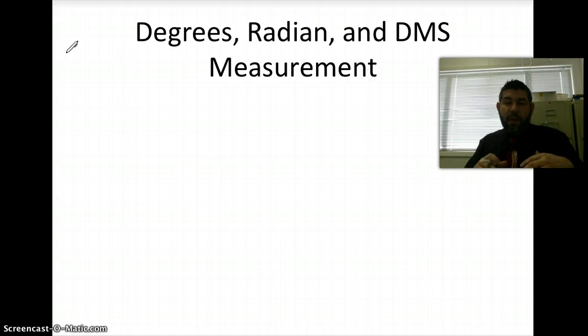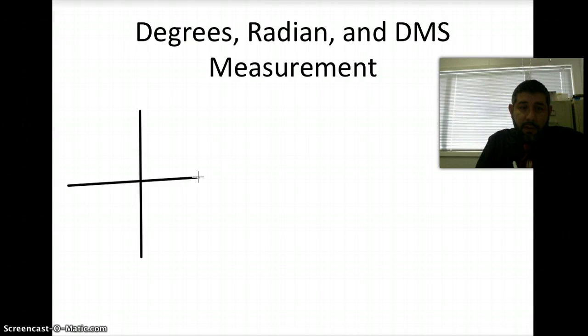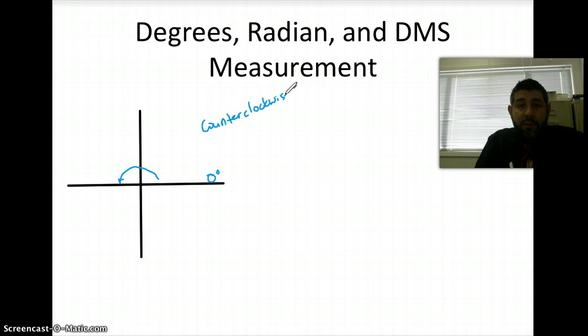on how they come about, but what I can say is that when we're looking at an x and y axis, most angles are going to start with 0 degrees right here and go counterclockwise. So we're always going to go counterclockwise. The only time we're not is when we're doing something called bearing. Bearing starts here at 0 and then goes clockwise. But for almost everything else, we're going to go counterclockwise.